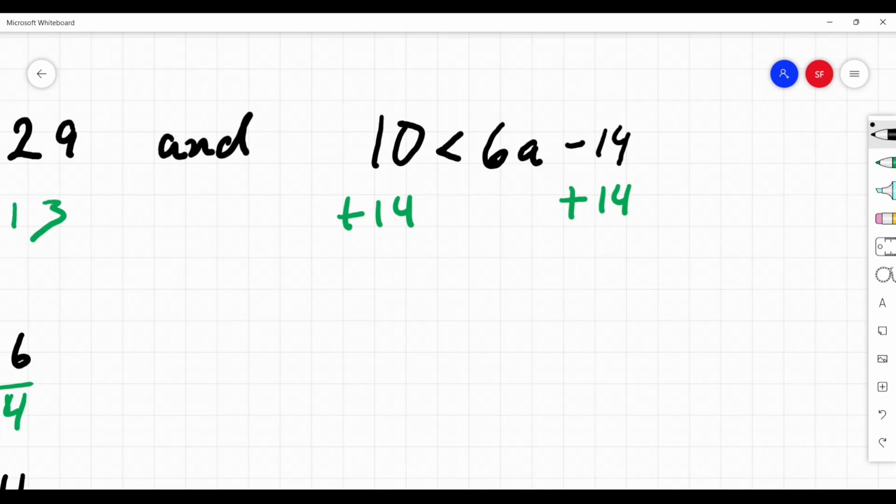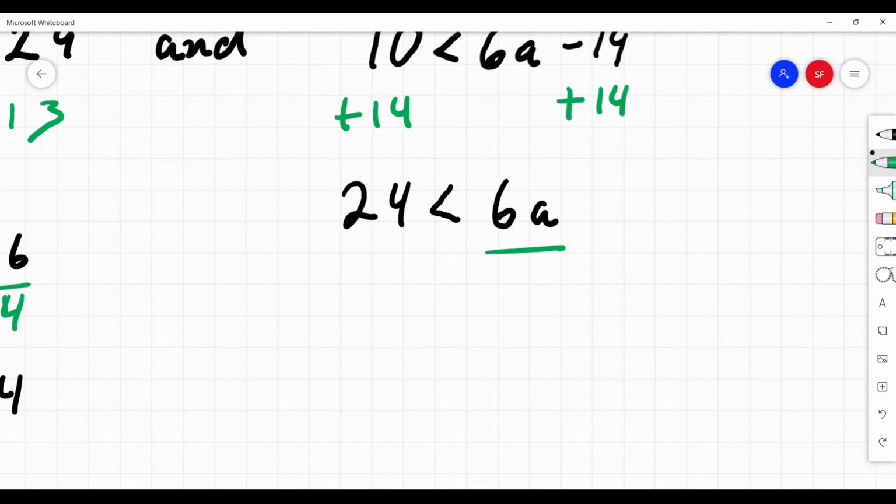So what do we end up with? 24 is less than 6a. Now what? Divide by 6 on both sides. And then you get 4. Actually, no. It's a is greater than 4, because you have to flip the inequality sign.